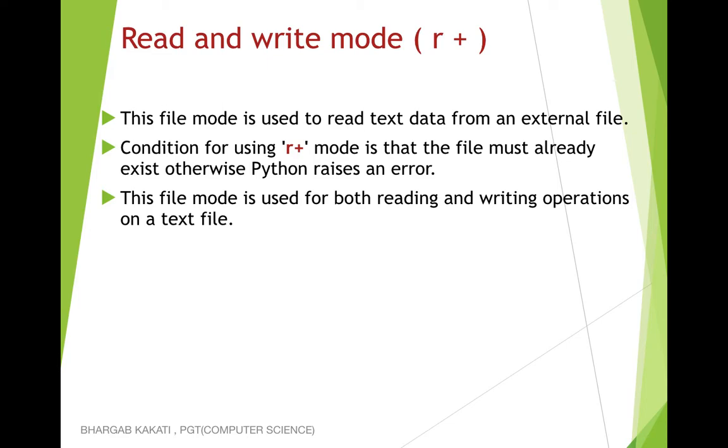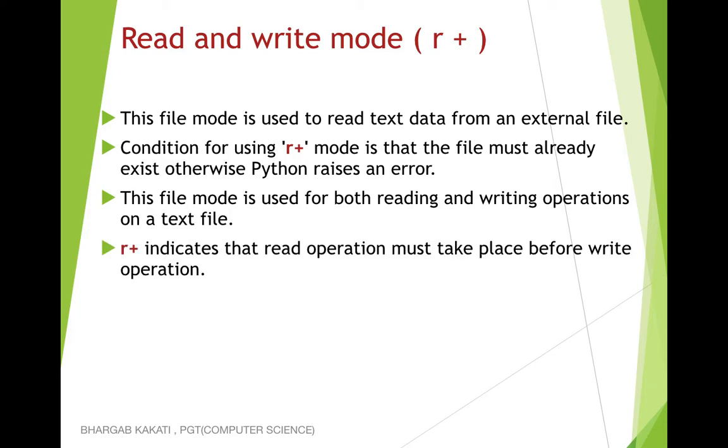This file mode is used for both reading and writing operations on a text file. See, with the previous file mode, that is the R mode, you can do only the operation of reading. But with R plus mode, you can do both operations of reading and writing. R plus indicates that read operation must take place before the write operation. Here, what I am giving is R plus, that means at first reading will happen through this mode and after that writing can happen.